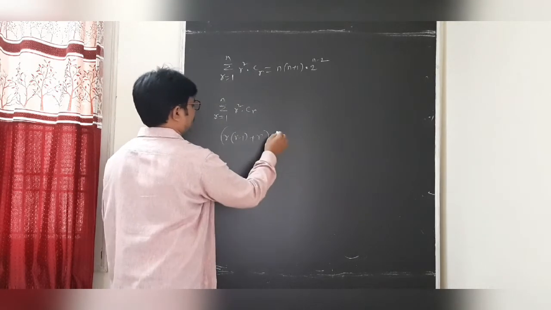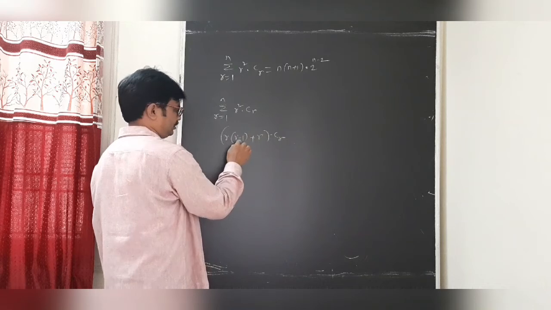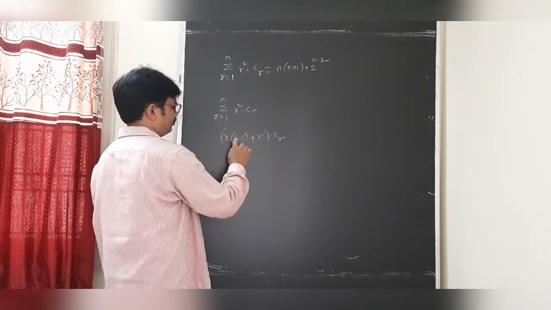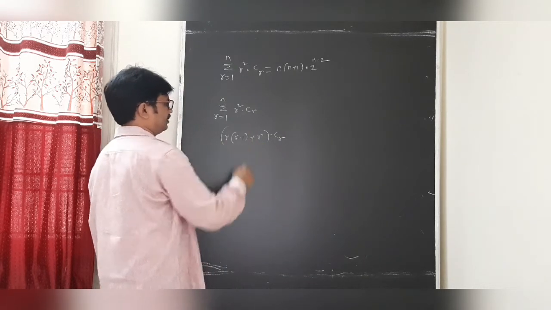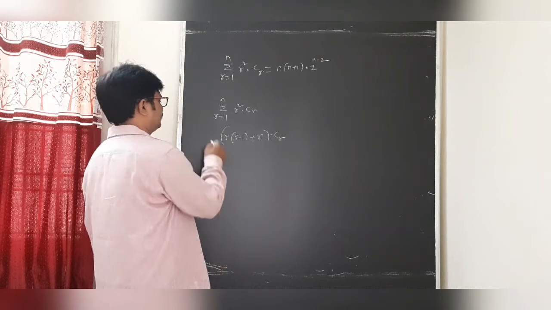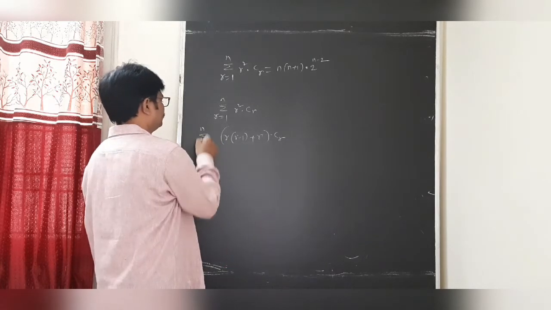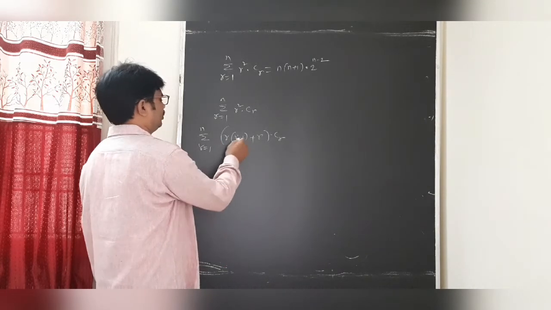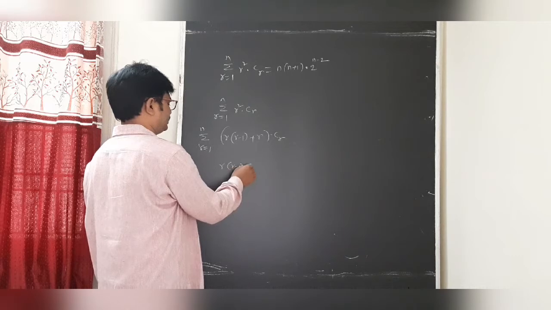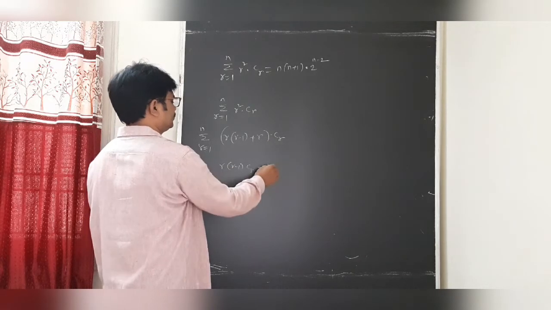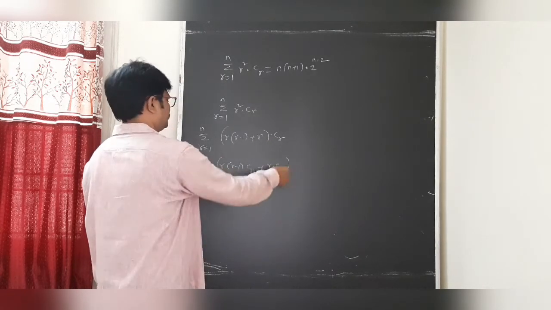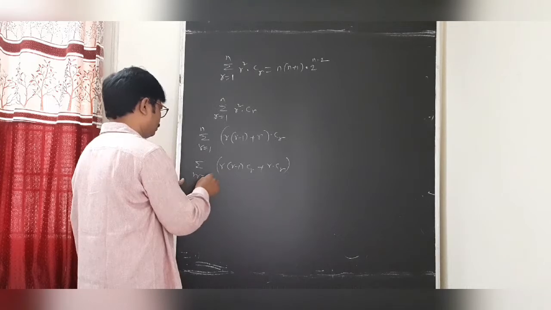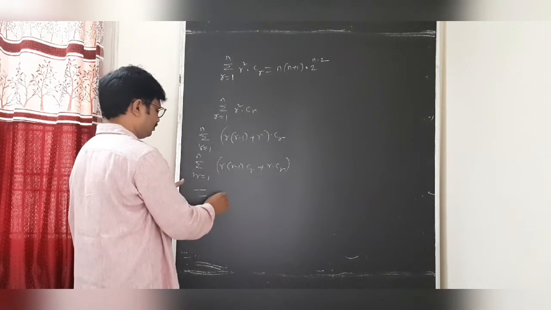r square can be written as, how to write it, students? r square is r into (r minus 1) plus r. Minus r plus r cancel, remaining r square. So after that, we will do r into (r minus 1) nCr, and this is r nCr, sigma r equal to 1 to n. This is the formula, students.